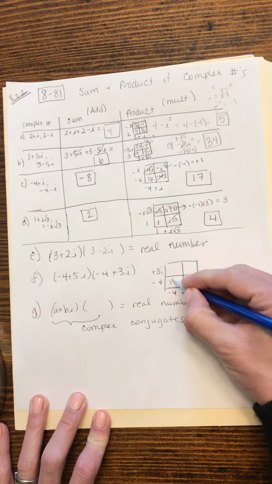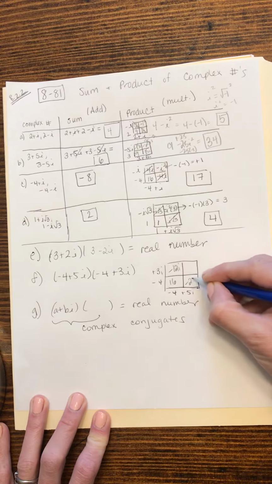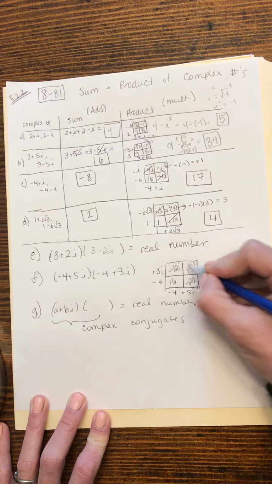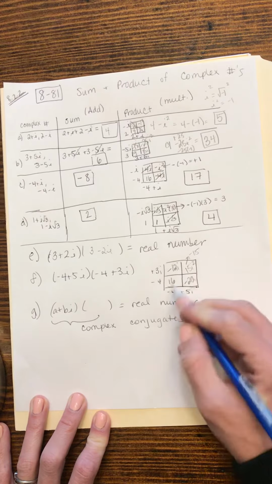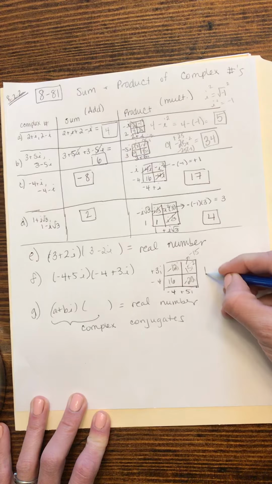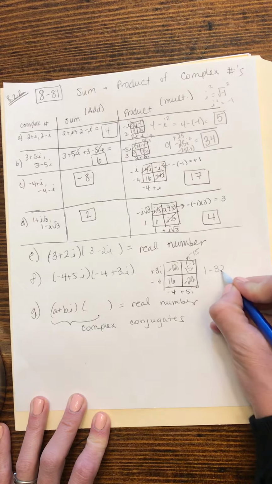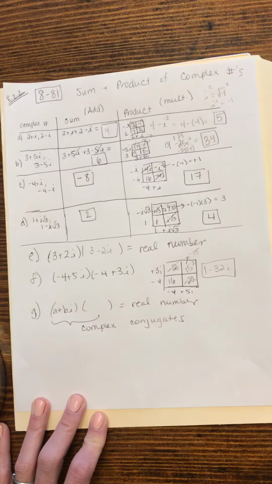So we get a positive 16 minus 12i minus 20i, and then we get a 15i squared. So again, that i squared is negative 1, so this is really negative 15. So 16 minus 15 is 1, and negative 12i minus 20i is a negative 32i. So you notice this is still a complex number because it has an imaginary part.